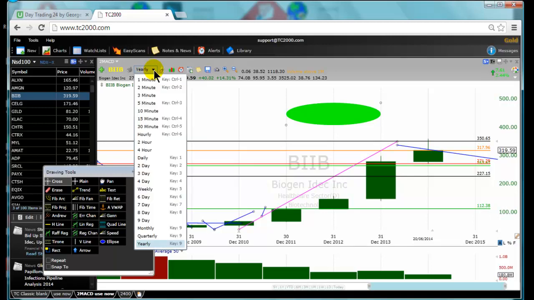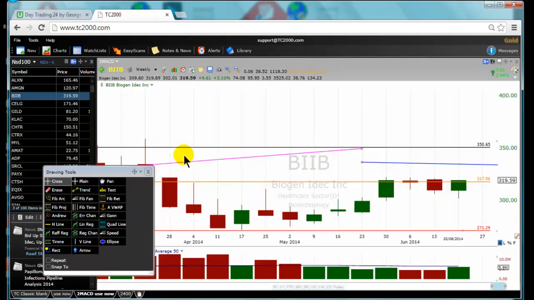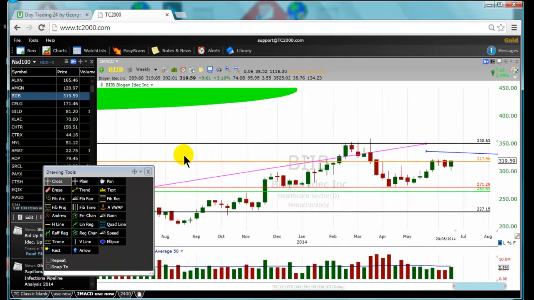Maybe we can see it. I hope we can see it on the weekly chart. Hopefully we can see it. I'm looking for January 2014. This is the beginning of the year, 2014. Here, 2014, this is the beginning.